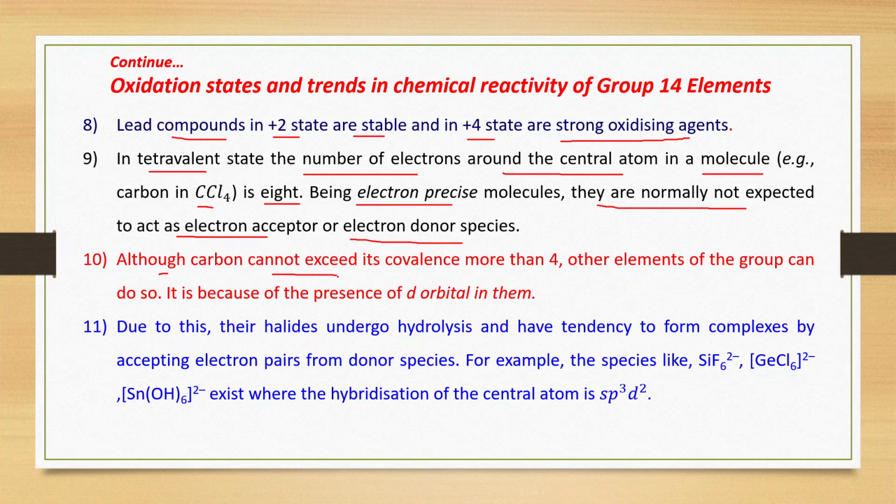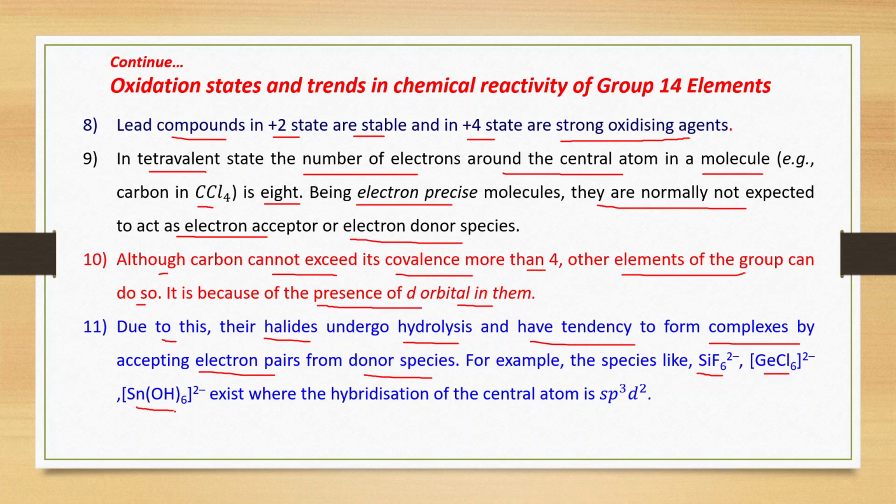Although carbon cannot exceed its covalency more than 4, other elements of the group can do so. It is because of the presence of d orbitals in them. Carbon does not contain d orbitals. Due to this, their halides undergo hydrolysis and have tendency to form complexes by accepting electron pairs from donor species. For example, the species like SiF6 2-, GeCl6 2-, Sn(OH)6 2- exist, where the hybridization of the central atom is sp3d2.